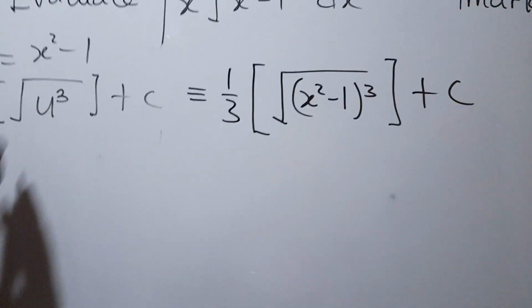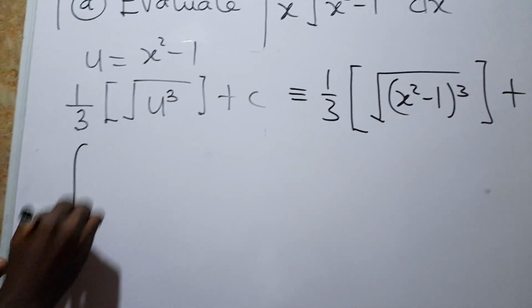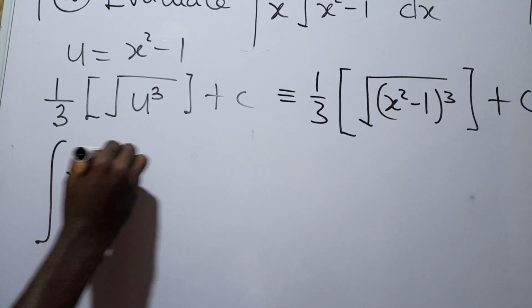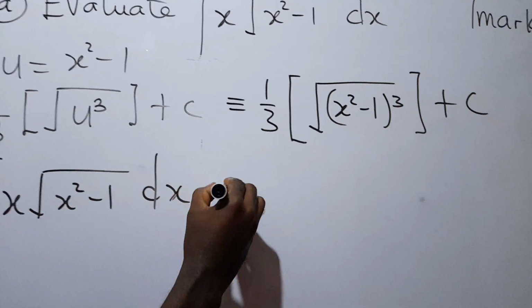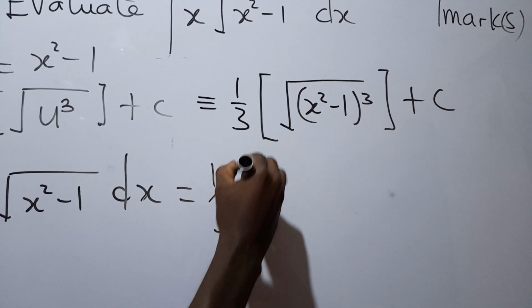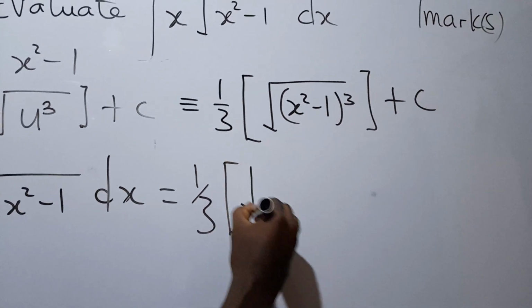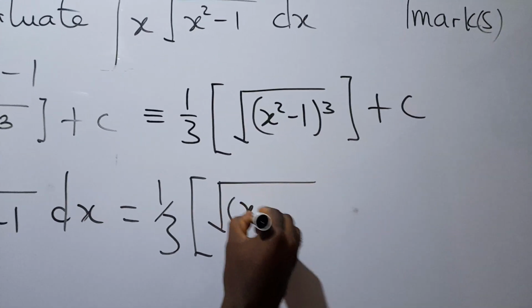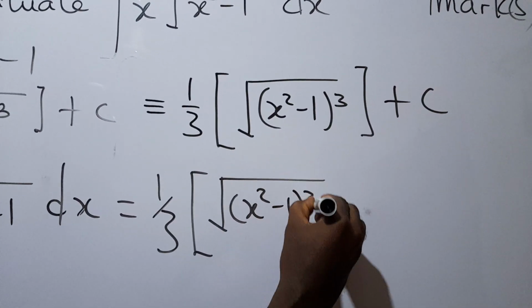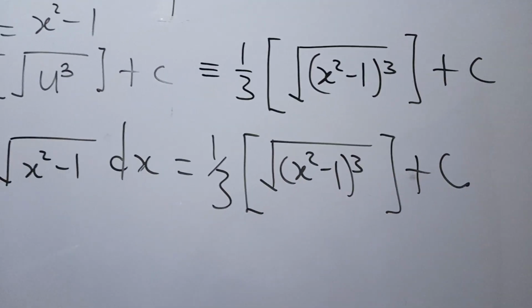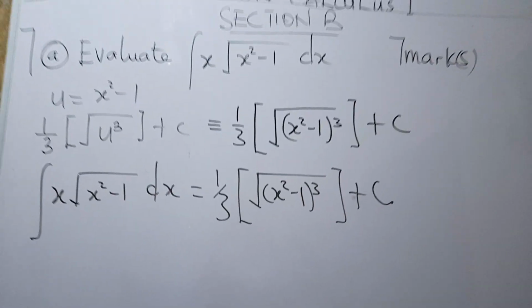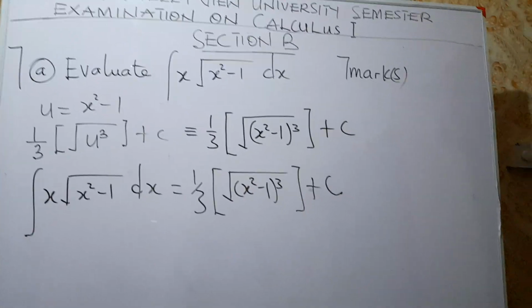Then we can conclude that the integral of x times the square root of x squared minus 1 dx will be equal to 1/3 bracket the square root of x squared minus 1 cubed, plus our constant of integration. I hope you get that. We go to the B aspect of question 7.